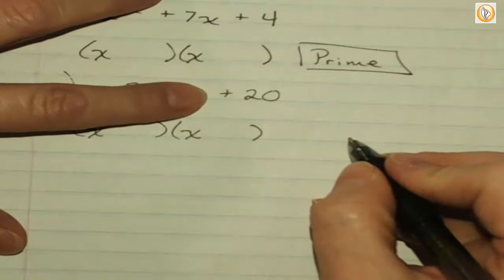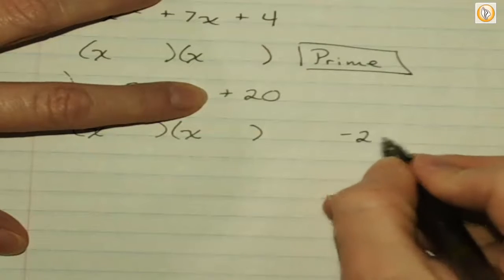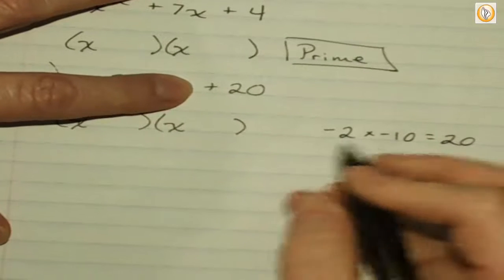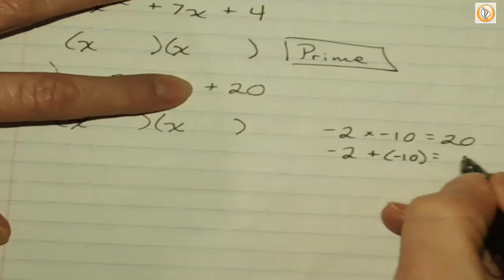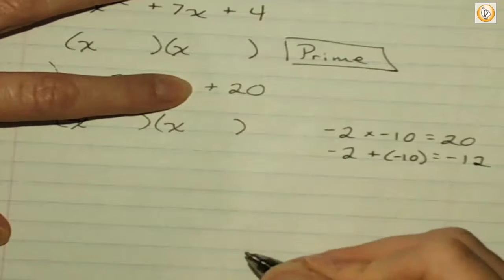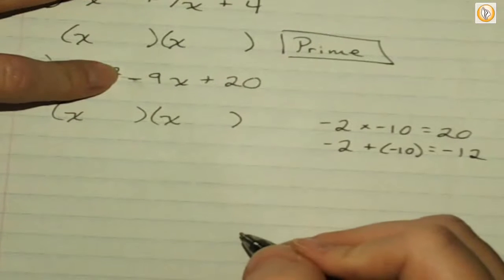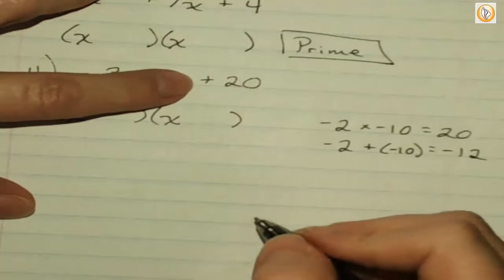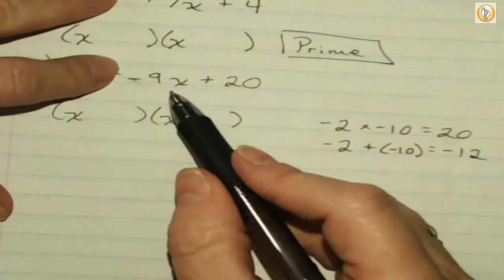So negative 2 times negative 10? Yeah. Negative 2 times negative 10 does give me positive 20. But if I add them together, I get negative 12, right? Not negative 9. Why wouldn't we multiply the 9? Because you find two numbers that, when multiplied, give us 20, and when added, give us negative 9.